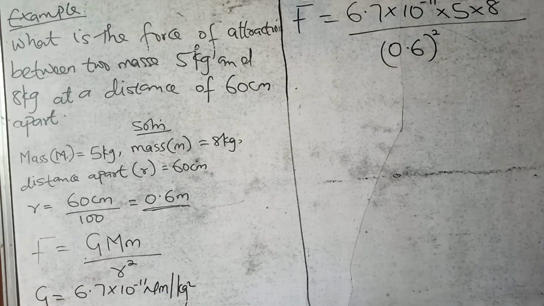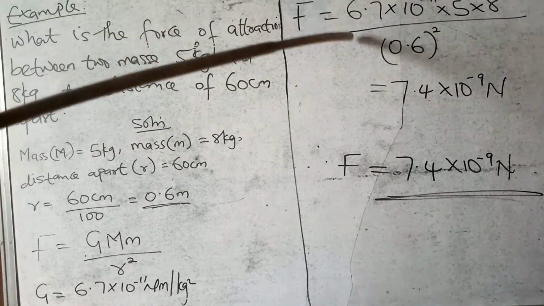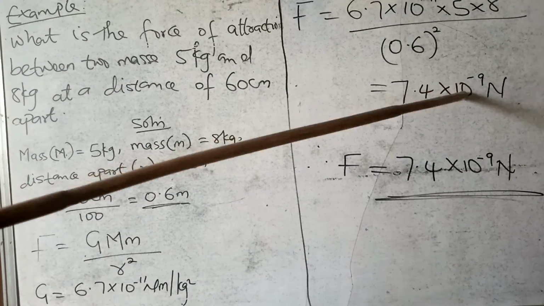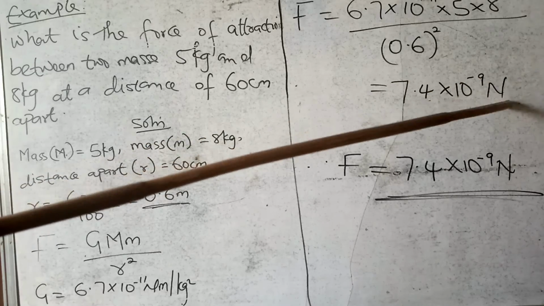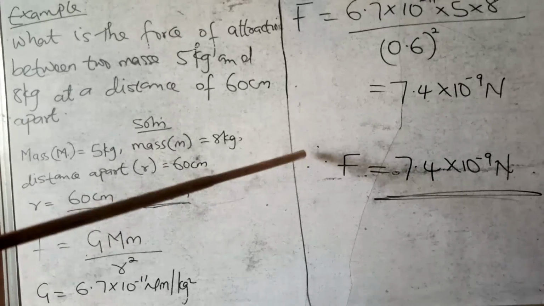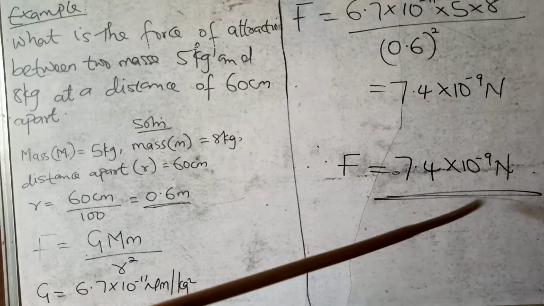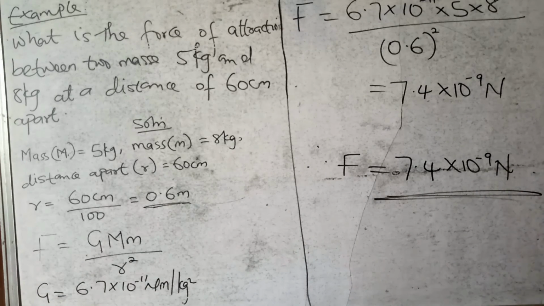From this equation, we now arrive at this step. 6.7 times 10 raised to the power minus 11 is our G here in the equation. Multiplied by 5. The 5 is now the first mass in the question. Multiplied by 8. The 8 now is the second mass which is in the question. Divided by our distance apart. And we have that our distance apart is 0.6 meters. And the square is from the equation.